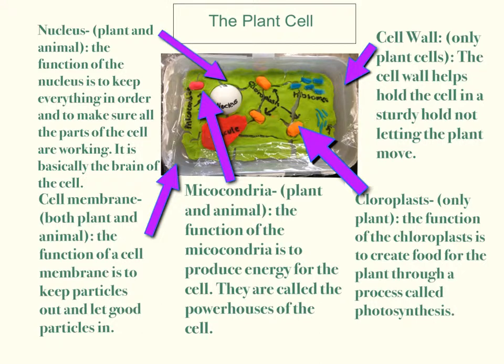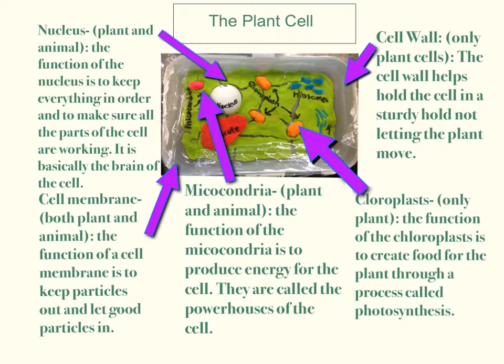The nucleus. The function of the nucleus is to keep everything in order and to make sure all the parts of a cell are working. It is basically the brain of a cell. The cell membrane. The function of a cell membrane is to keep particles in and let good particles out. The function of a mitochondria is to produce energy for the cell. They are called powerhouses of the cell.